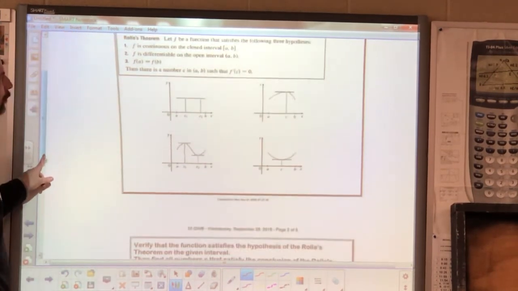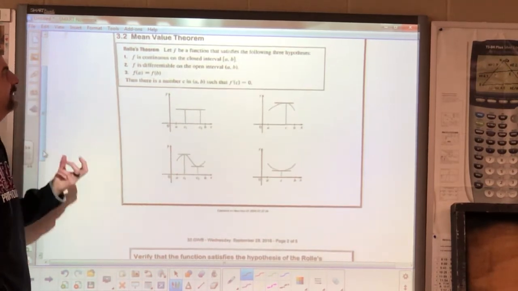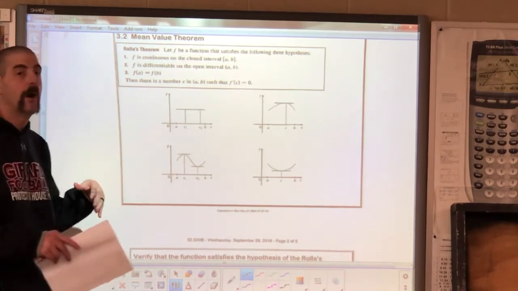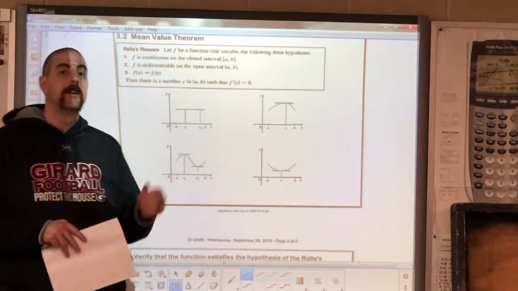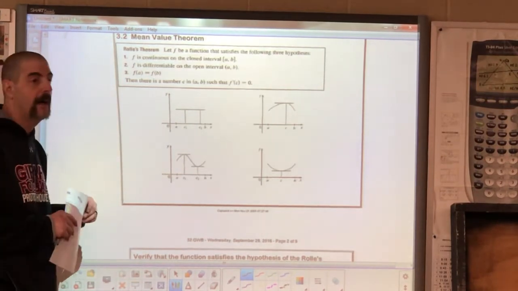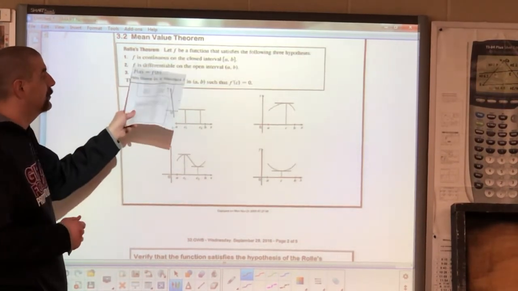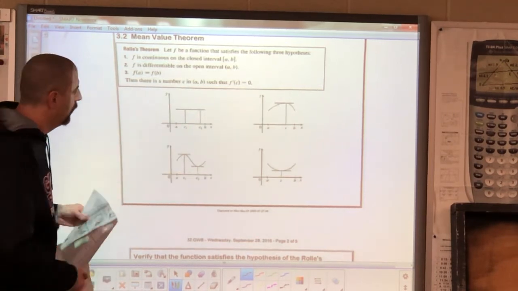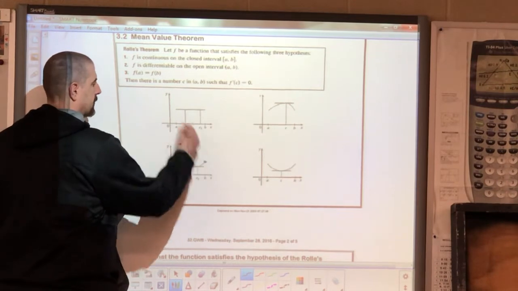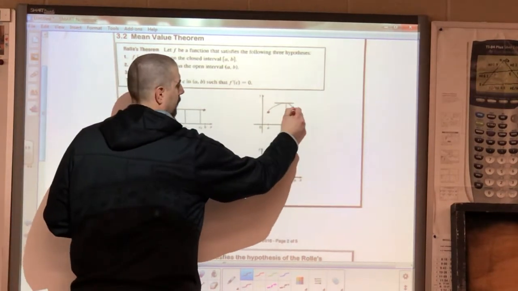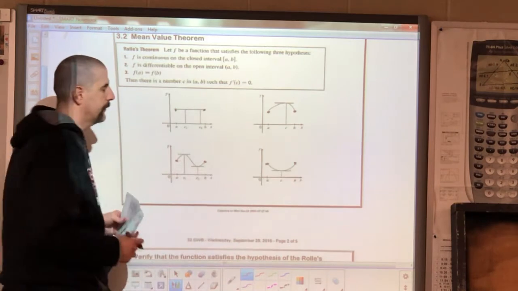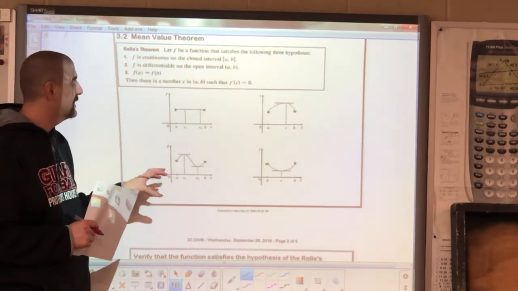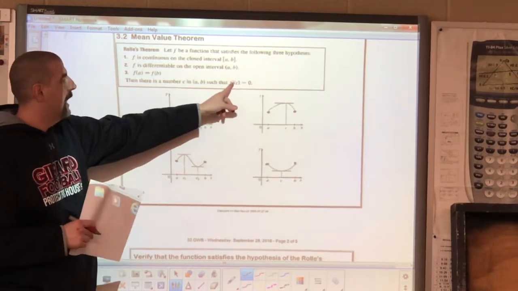So Rolle's theorem tells us that if we have a continuous function on a closed interval and you can take the derivative, meaning there's no what? Cusps, no corners, no slopes that are undefined. That's what differentiable means. And f of a equals f of b. Notice these endpoints are the same. Then somewhere there is a c such that f prime of c equals 0.